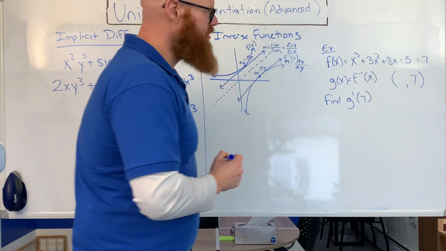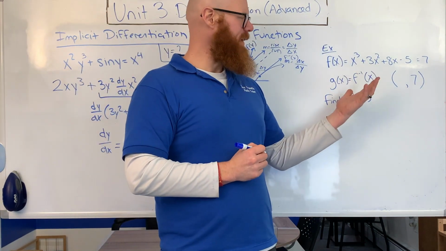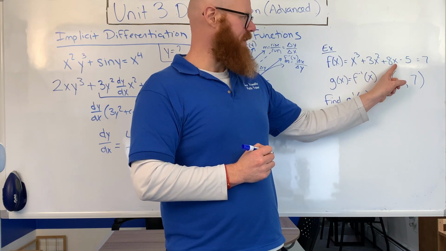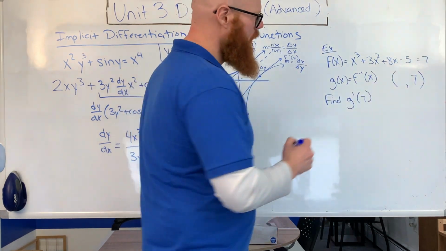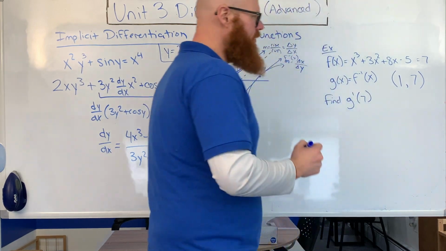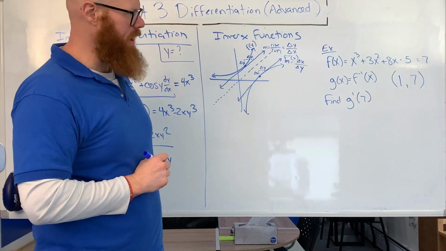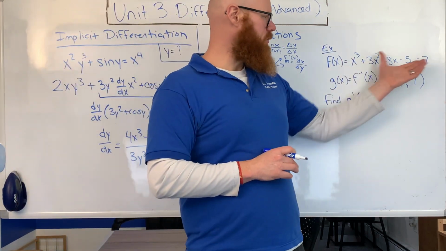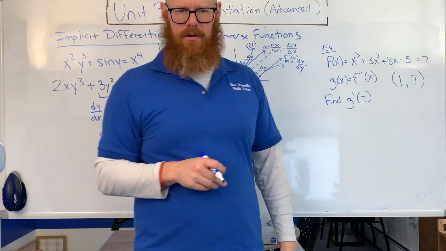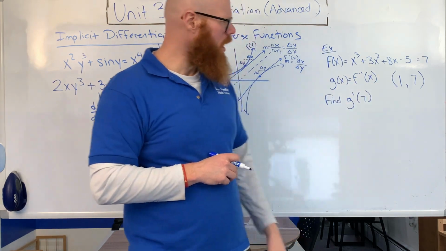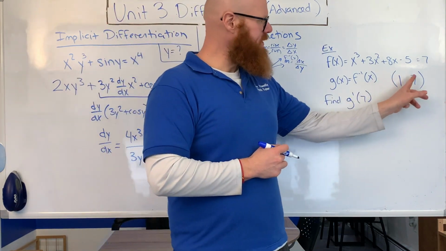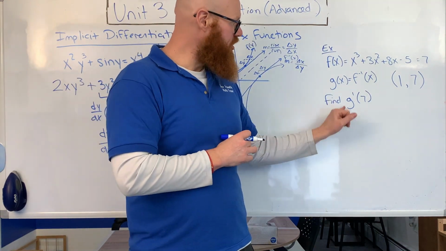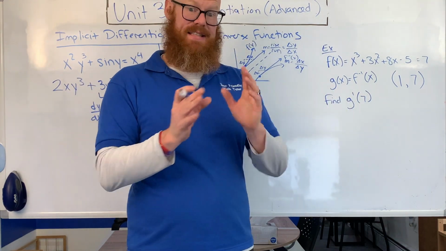A lot of times these are calculator problems. I made it easy such that it would just be 1, because 1 plus 3 is 4, 4 plus 8 is 12, 12 minus 5 is 7. So this would be kind of hard to solve algebraically. Most likely this would be a calculator question. You could just put this into the calculator on the graph and figure out that it was 1. The point of this, though, is that (1, 7) is the point that lives on the f graph. On the g graph, it's the point (7, 1).